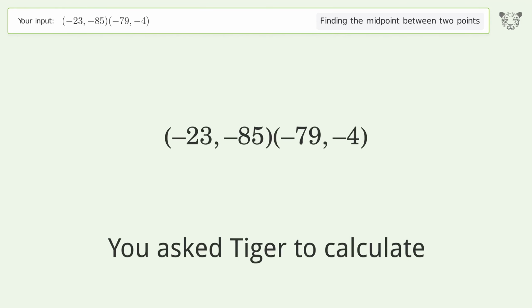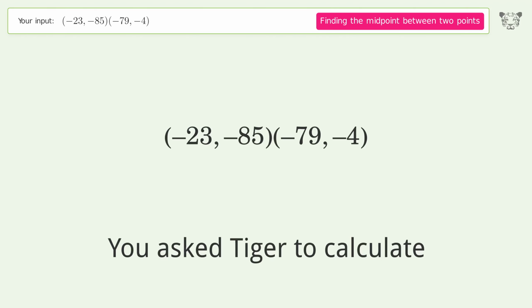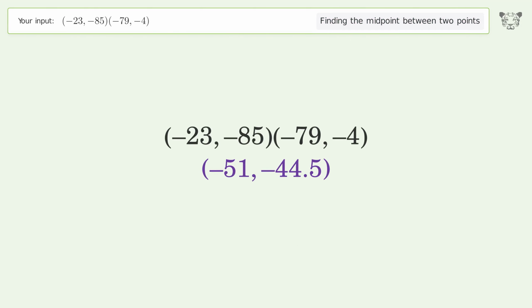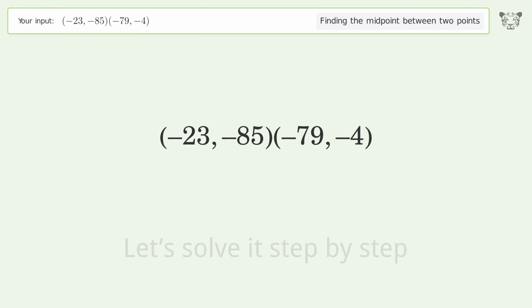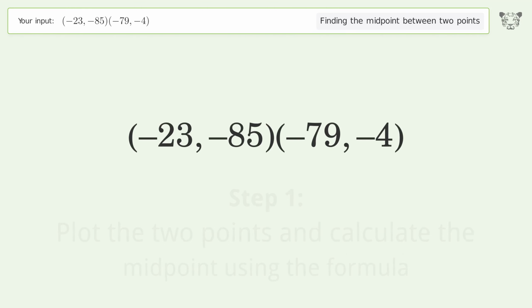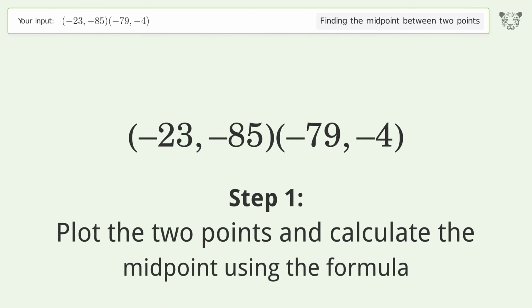You ask Tiger to calculate. This deals with finding the midpoint between 2 points. The midpoint between the 2 points is -51, -44.5. Let's solve it step by step. Plot the 2 points and calculate the midpoint using the formula.